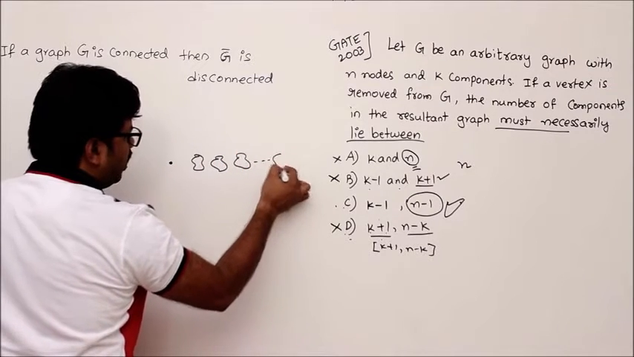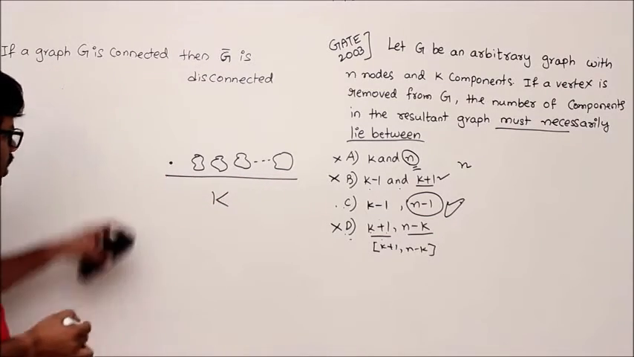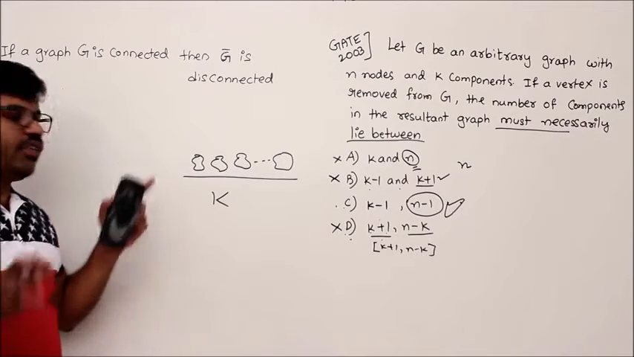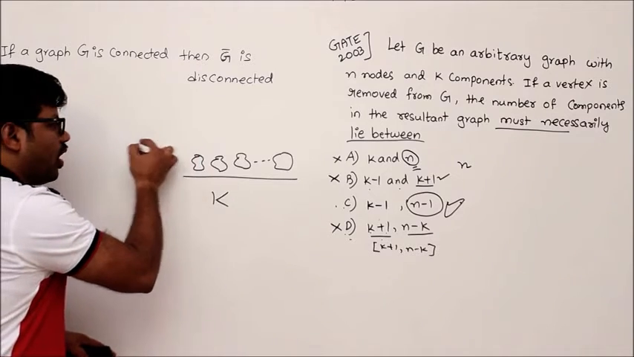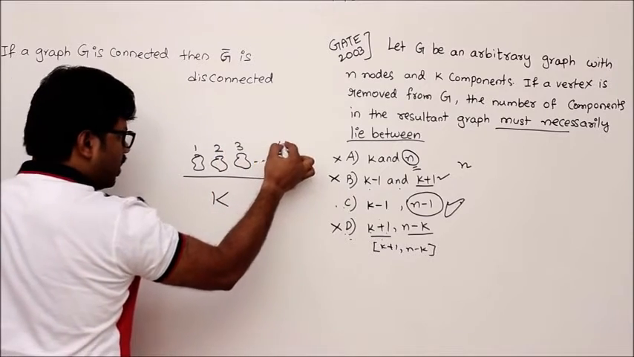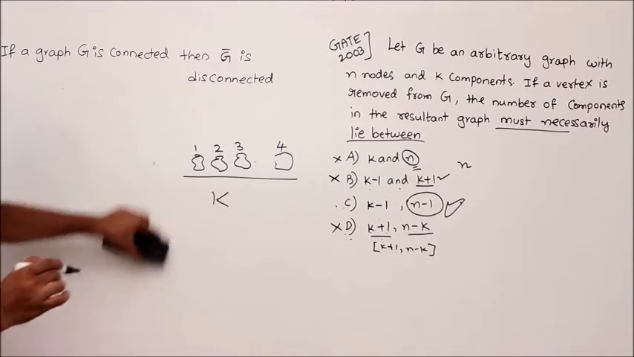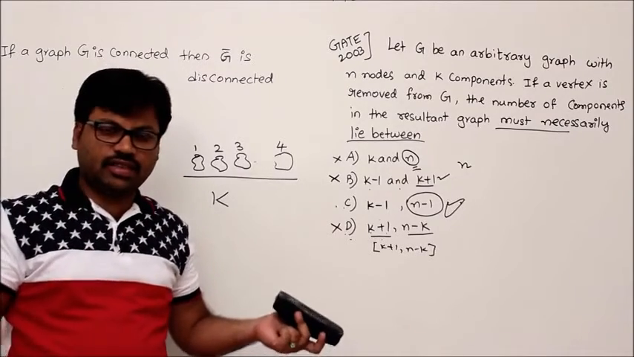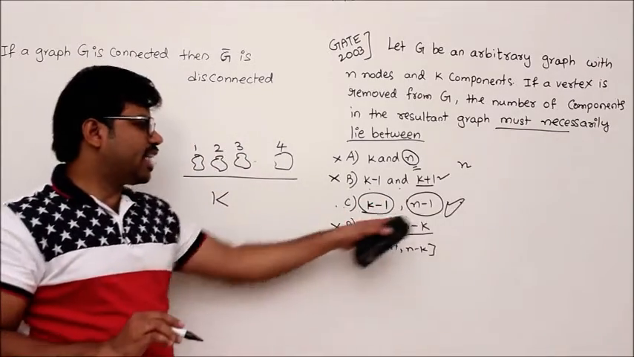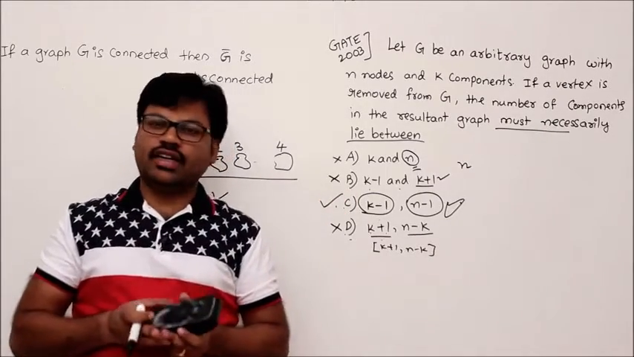a component like this. Okay, in this case, the number of connected components is, let's say, k. When you remove this isolated vertex, then what happens? One component will be gone. Then these overall k components, for example component 1, component 2, component 3, component 4, let's say, and the fifth component is a dot, like the single vertex. If I remove it, then the number of components is decreased by only one. So that's why k minus 1 is the minimum value and the maximum value is n minus 1. That's why option C is correct: k minus 1 and n minus 1.